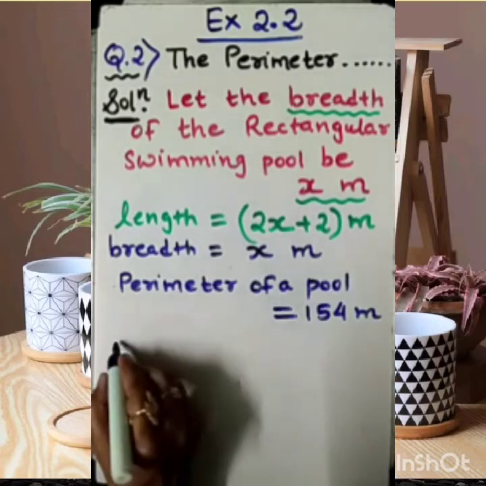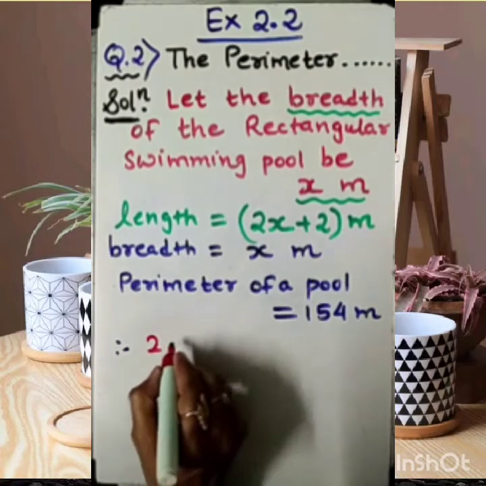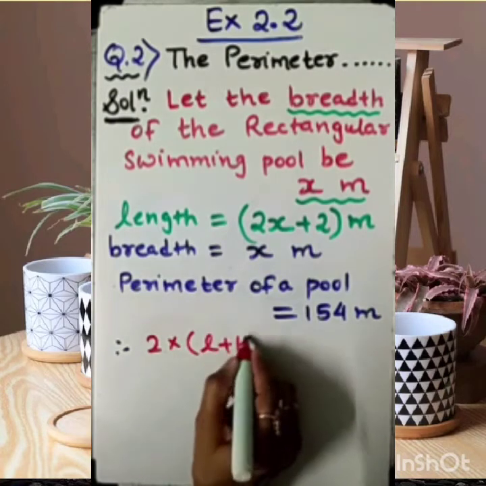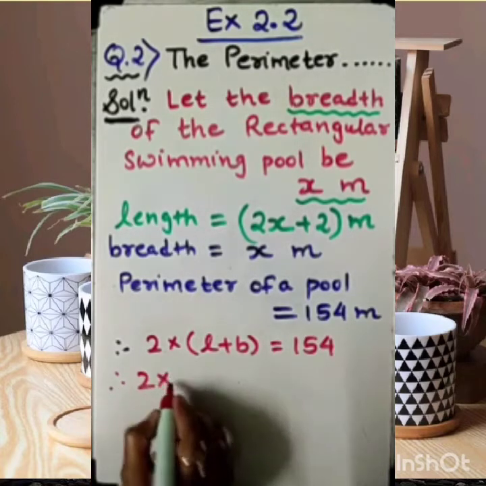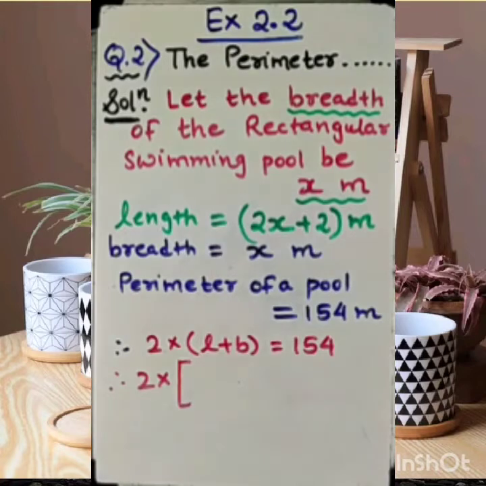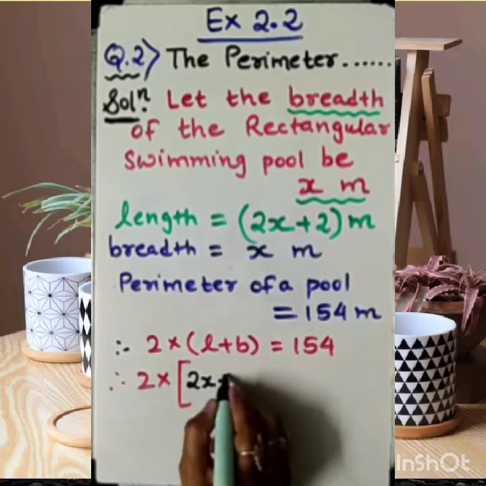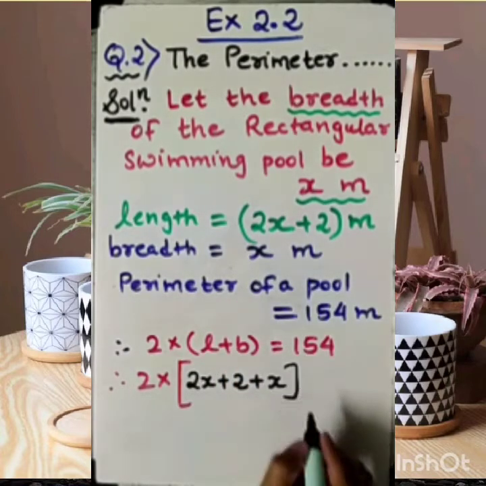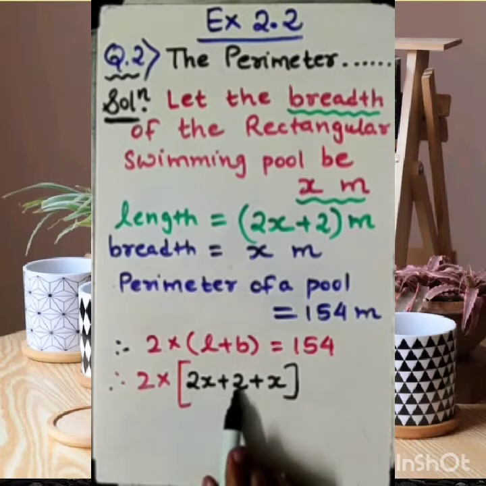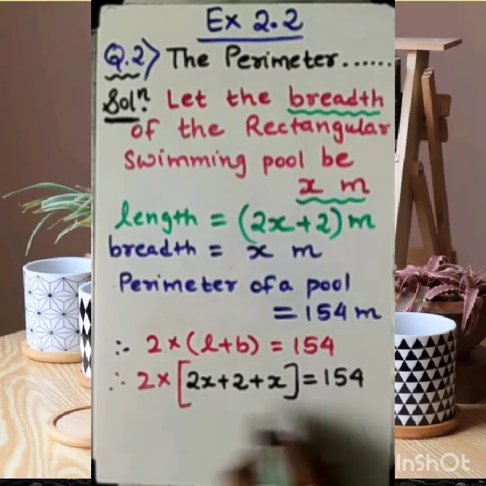Fine. So we know the formula for the perimeter: 2 into length plus breadth, that is equal to 154 meter, which we are given. 2 is already there. Let me put the value of L here. What is the value of L? That is the length, 2x plus 2. What is the breadth? Breadth is x meter. So dear student, length is 2x plus 2, breadth is x, that is equal to 154.